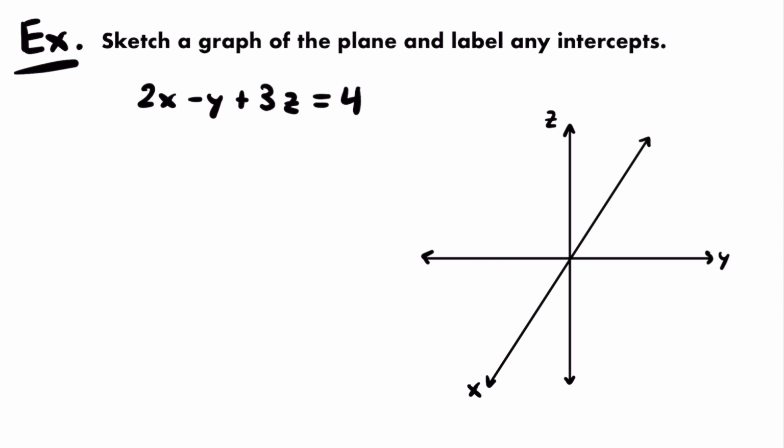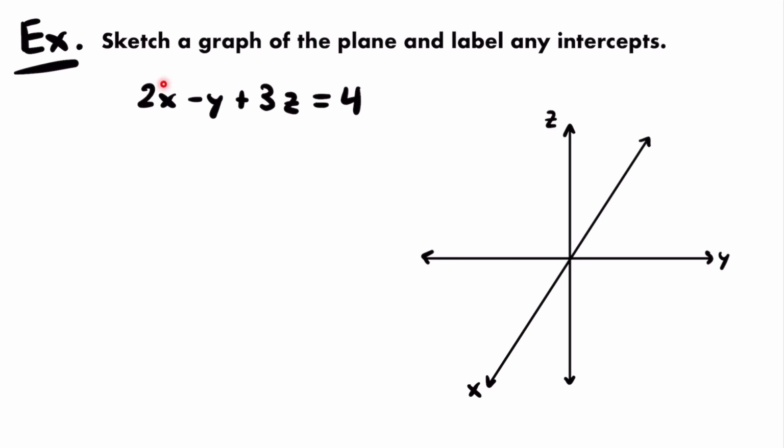All right, so for our last example, we want to sketch another plane. We want to sketch a graph of this plane and label any intercepts. This time we have 2x minus y plus 3z equals 4. And let's just go through that same process we did in the last example. We want to find the x, y, and z intercepts. Let's start with the x.